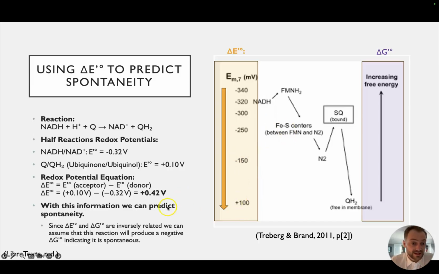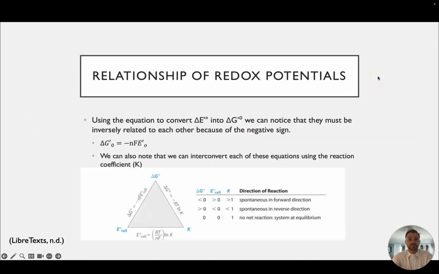This justifies the graph, and also we can see that when we have a negative delta E, or a positive delta E, we're going to get a negative delta G corresponding. Using the equation to convert the two, we can also evaluate the reaction coefficient. The reaction coefficient is basically the relationship between substrates and products, and which side of the equation is preferred when it has gone to equilibrium.